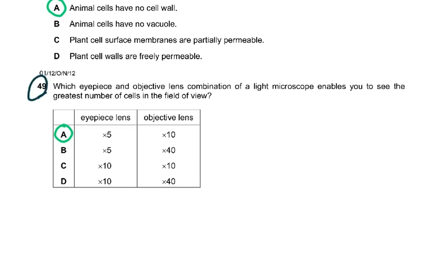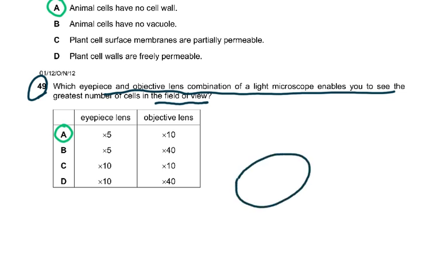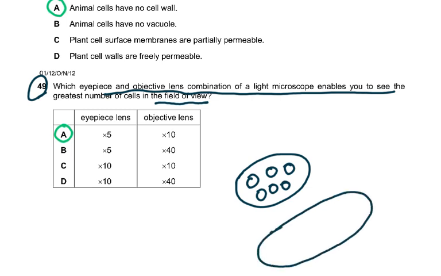Question 49. Which eyepiece and objective lens combination enables you to see the greatest number of cells in the field of view? You have to understand that if I can see, say, 1, 2, 3, 4, 5, 6 cells, now if you're going to magnify it, then you're going to zoom it. You're probably just going to see these two because now you've zoomed it.